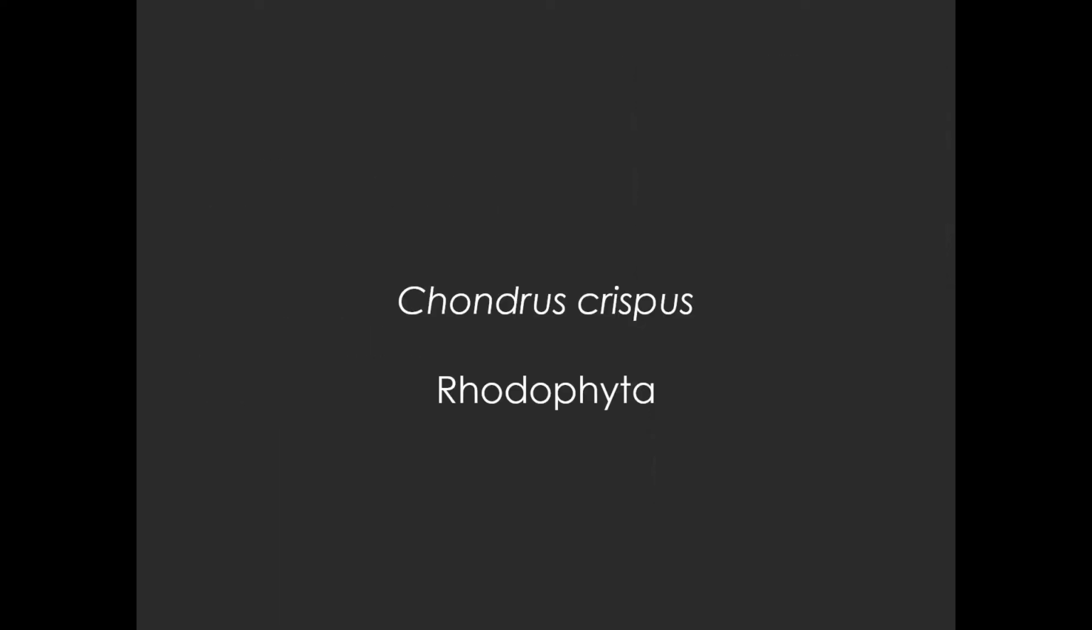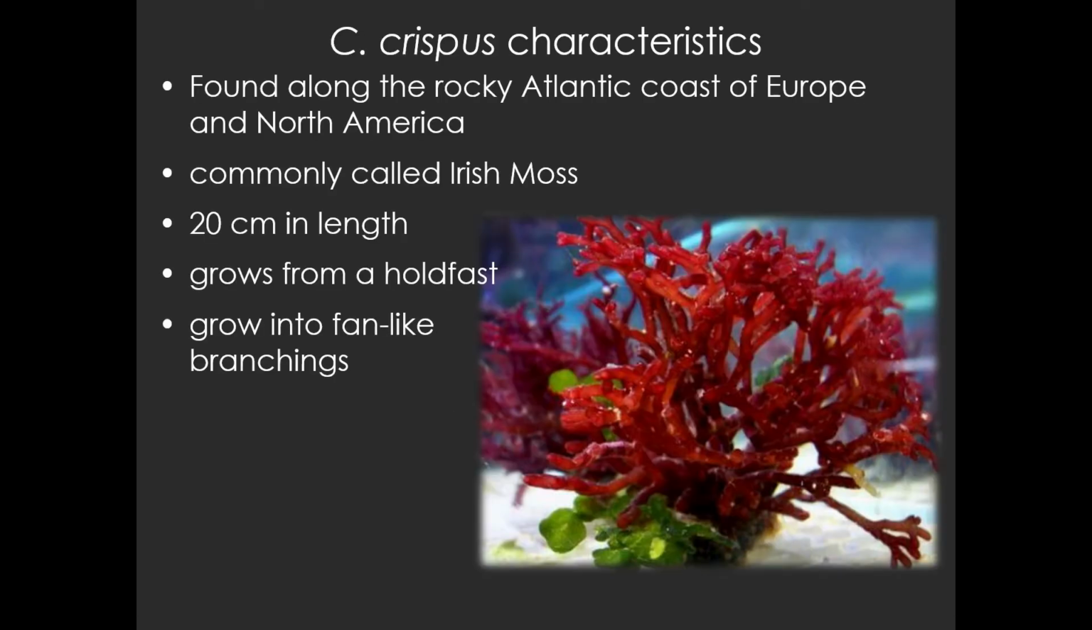All right, moving out of the fungi and into the algae, we have our first algal species, Chondrus crispus, which is a member of the red algae, the Rhodophyta. And finally, we get to the macroscopic organisms. This guy happens to be found along the rocky Atlantic coast of Europe and North America, and its common name is Irish moss. As you can see from the picture there, it is macroscopic.